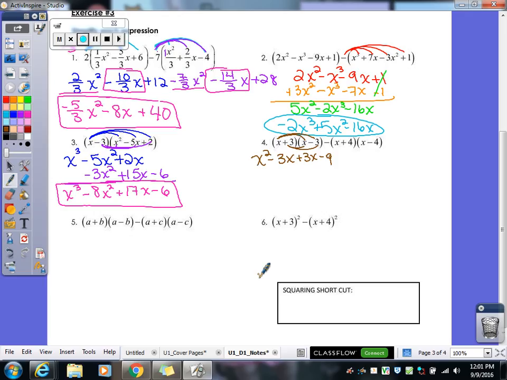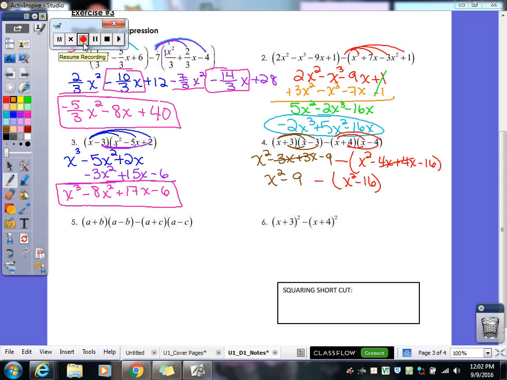So what happens with my negative 3x and my 3x? Cancel. I heard you guys say it. So that just turns into x squared minus 9. So then over here, we'll do the same thing. Give you guys a minute. Let's have you do that one. After you multiply, you should get x squared minus 16.